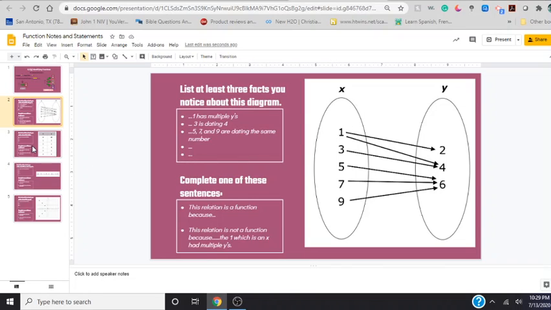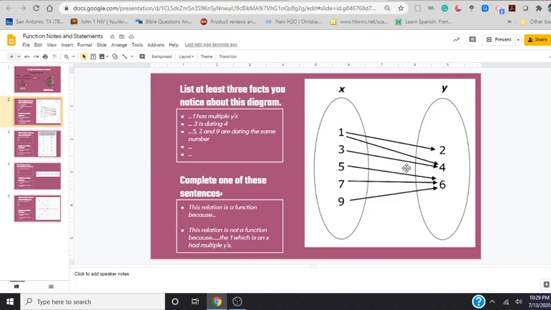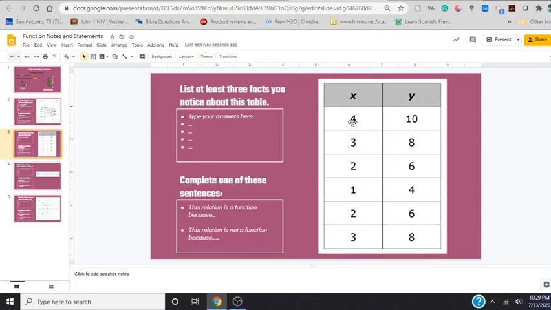Okay, and that same idea for a table. I mean, quite frankly, if I took these two and put them together, I'd have a table. Okay, 4 is dating 10, good. Is there any other 4 dating anybody else? Nope, perfect. 3 is dating 8. It's a function so far. Any other 3s? Yes. Who's it dating though? 8, same number, we're good. 2's dating 6. Any other 2s? Yes, but it's dating 6 again. Okay, there's nobody cheating, and 1 is dating 4. This is beautiful. This is a function.